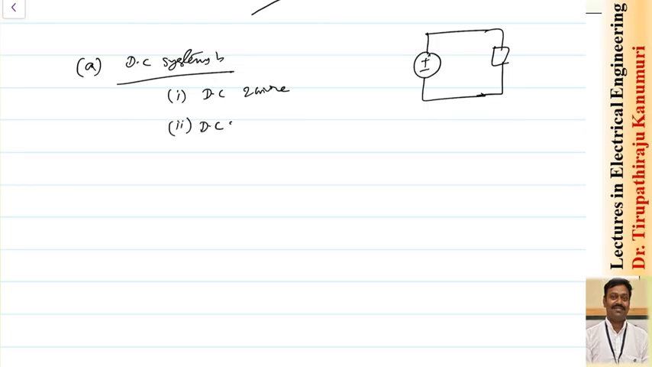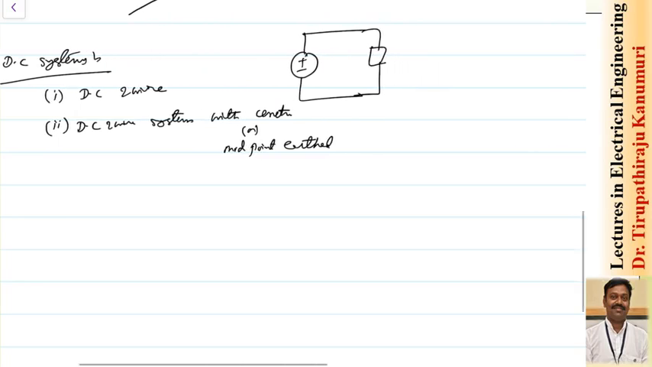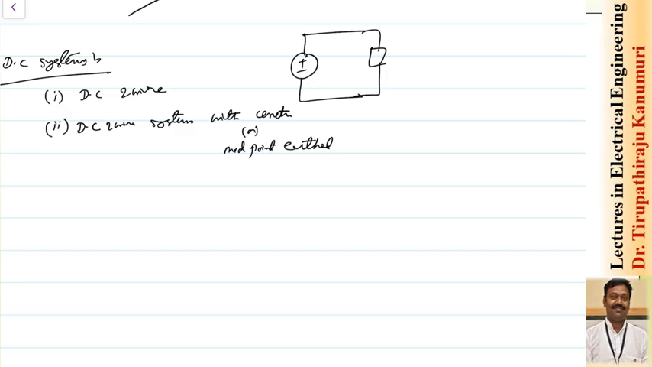The second one is the DC two-wire system with center or midpoint earth. Here I am writing on a glass screen, so the handwriting doesn't come properly. So I am providing the complete handwritten material in the description of this video. You can download the handwritten material from there. Here you try to understand the concept that I am teaching.